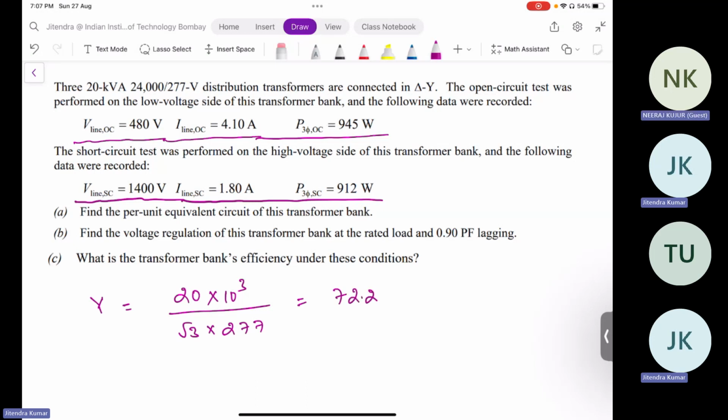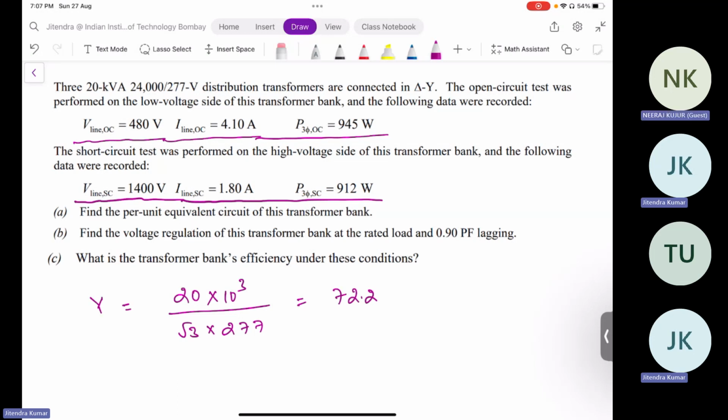Sir, why do we use the root 3 factor? Root 3 will be there in star, right? kVA is equal to root 3 VL IL, and IL is equal to I phase, right? Sir, we use root 3 when we are provided with the power of the total bank. Sir, the data is given for a single transformer.